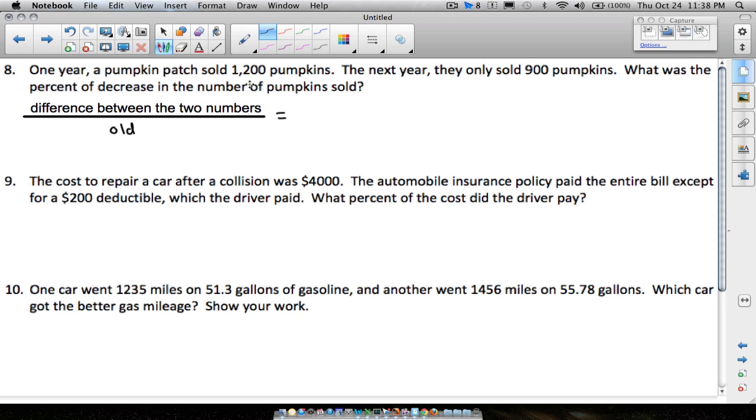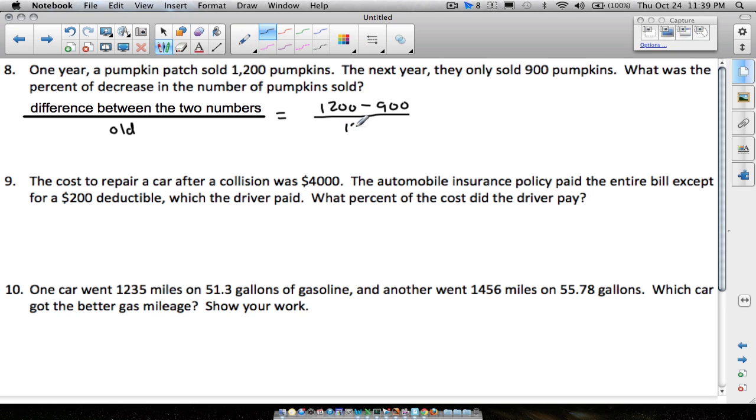The difference between the two numbers. What two numbers are we talking about? One year they sold 1,200. The next year they sold 900. So that's our difference. The difference means we want to subtract. Now be careful here, the old. Which one is the old number? One year they sold 1,200 pumpkins. The next year they sold 900 pumpkins. So the old is 1,200 because it says the next year. That's the newer one. This is the old one.